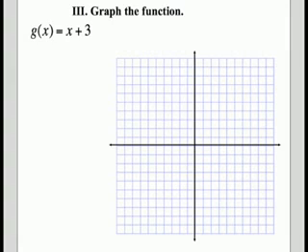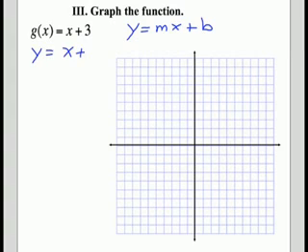Now we must graph the following function. g of x equals x plus 3. To graph the function, we're going to use the form y equals mx plus b. So what we do is substitute y where it has g of x. So we have y equals x plus 3. And now we're just graphing slope-intercept form. So we have to identify the slope and the y-intercept. The slope is 1 because there's always a 1 in front of the x when you don't see anything there. And the y-intercept is 3.